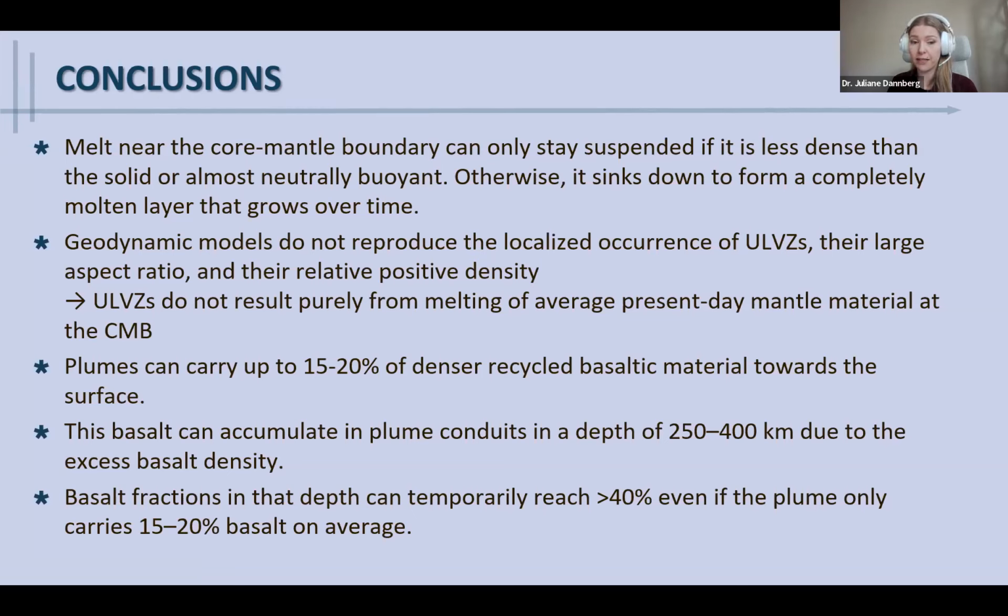But while basalt fractions at that depth can reach more than 40% at specific points in time, even if the plume itself only carries 15 to 20% of basalt, we saw that this only happens temporarily, and it cannot be sustained for longer times in a plume conduit. And so if we want to explain the X discontinuity, we need to find some other mechanisms.